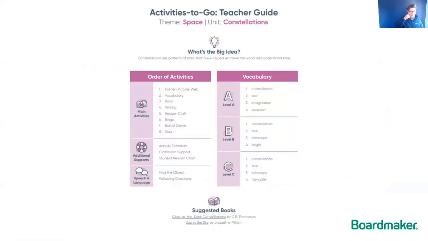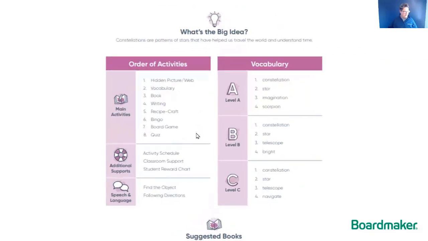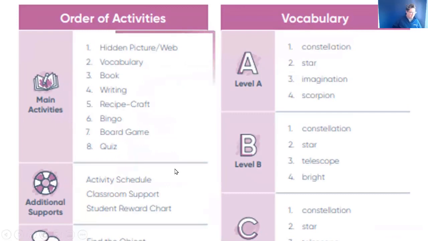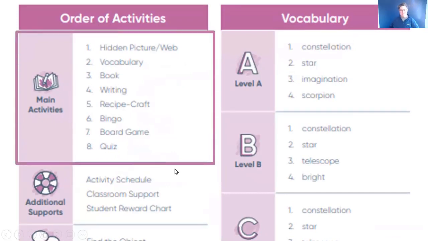So let's dig in and see what each of these units looks like. The unit will provide you with a teacher's guide, and in here it will talk about the different activities that we've got. First I'll take a quick look at the main activities that we have available. We've got 8 different types of main activities that you'll see across all of the different units. It's going to be the same kind of activities, but obviously the theme and the topic will change.